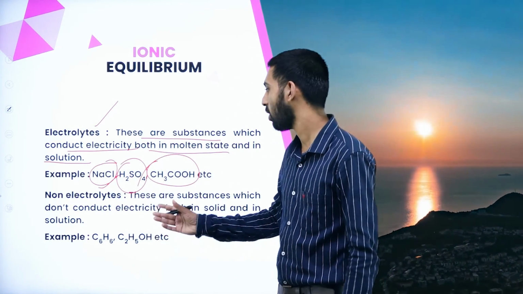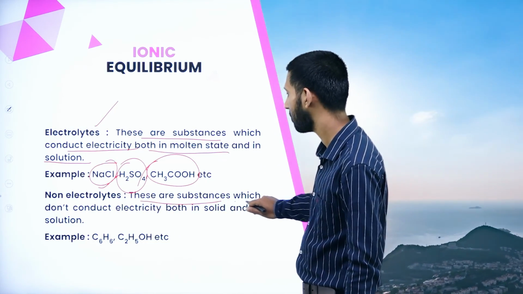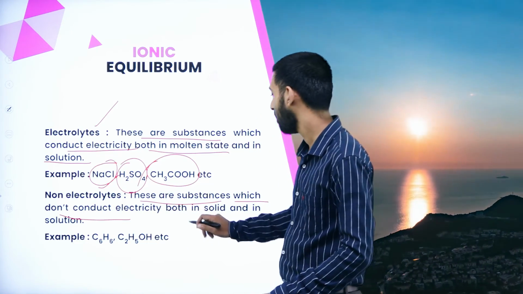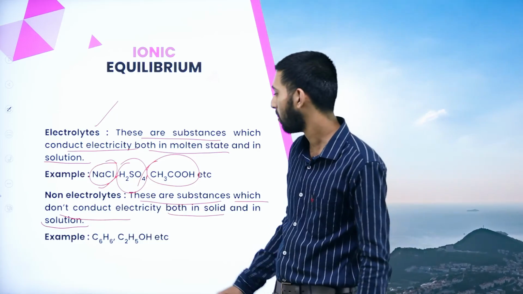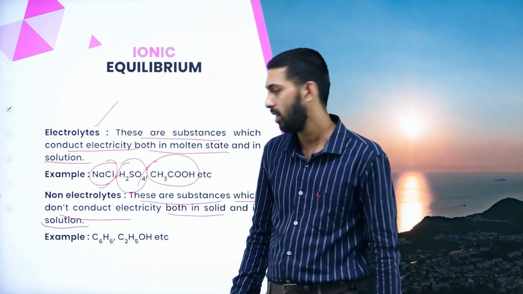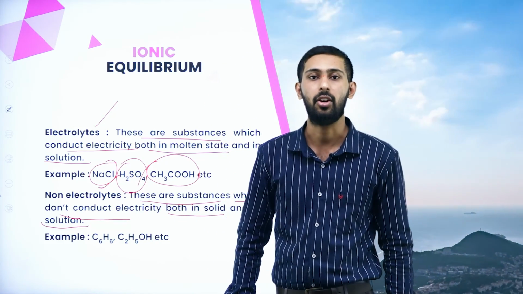Now let us see what you mean by non-electrolyte. Non-electrolytes are the substances which do not conduct electricity at all, both in the solid state as well as in the solution state. Example is C6H6, benzene, as well as ethanol. Benzene and ethanol are examples for non-electrolytes.